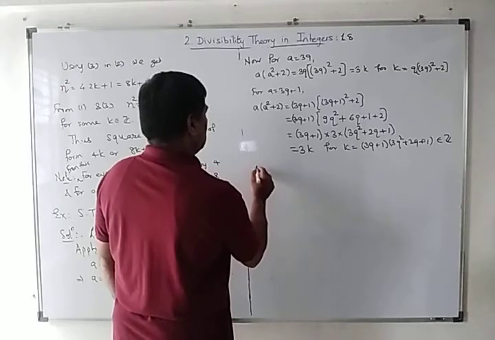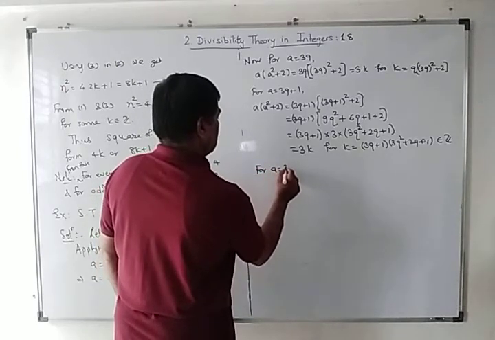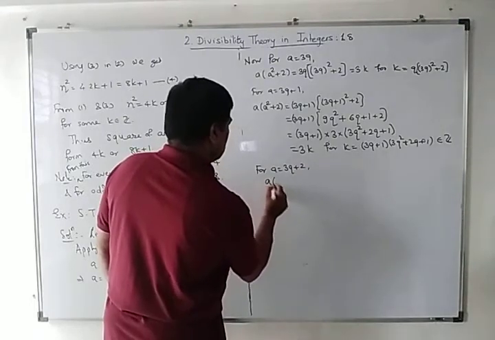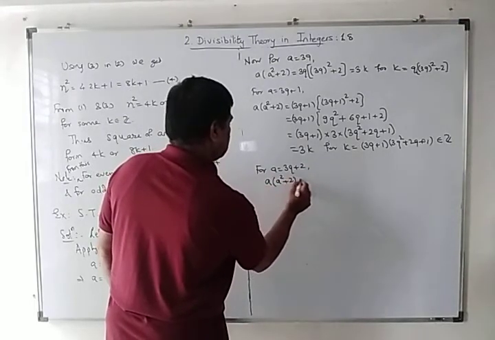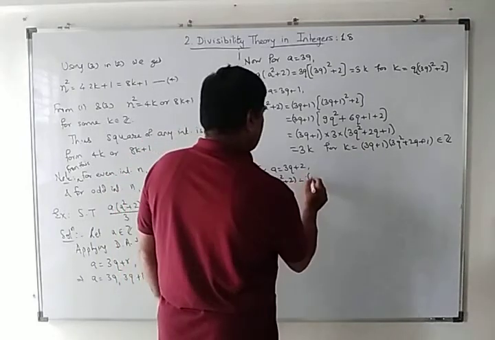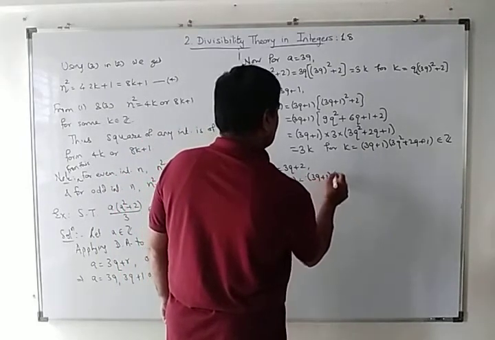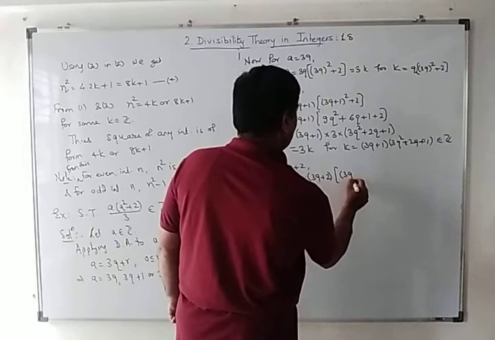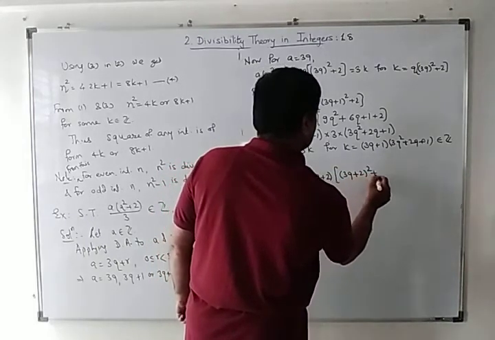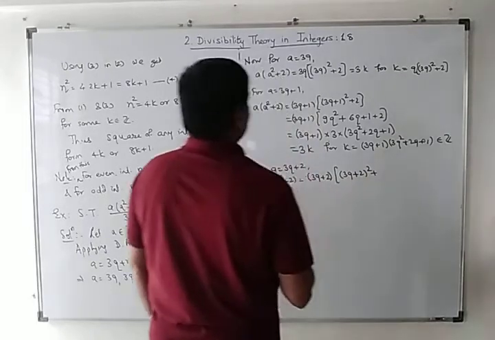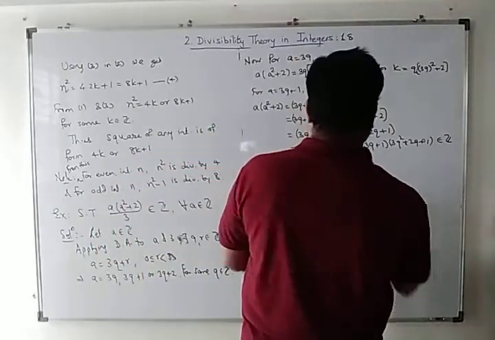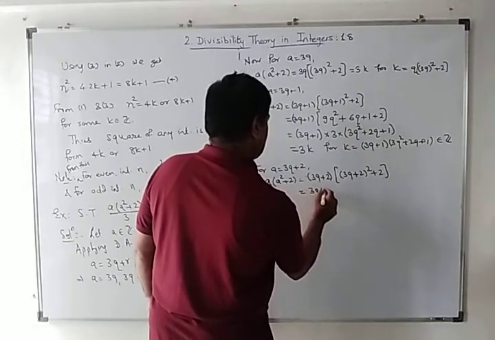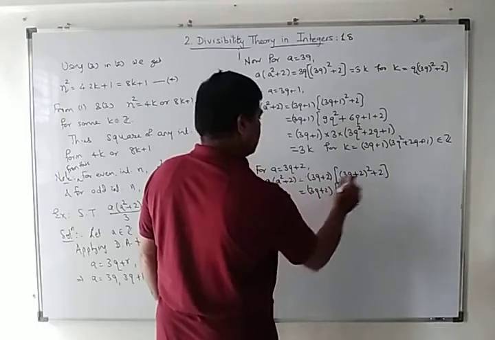For a = 3q + 2, a(a² + 2) is equal to (3q + 2) into ((3q + 2)² + 2). If you simplify, this is not obviously a multiple of 3. So we will simplify this now.